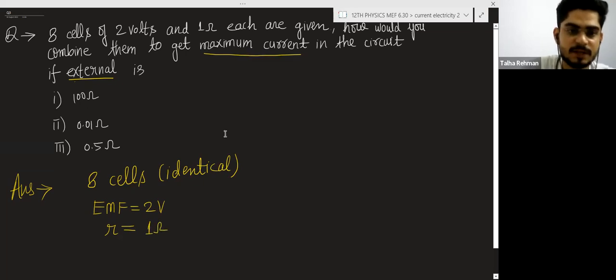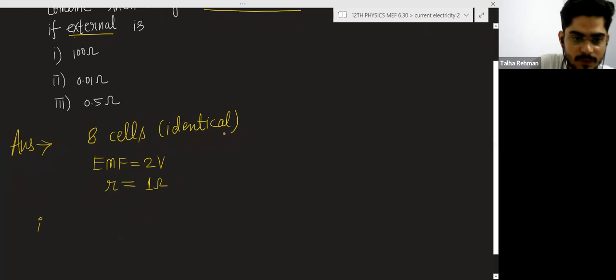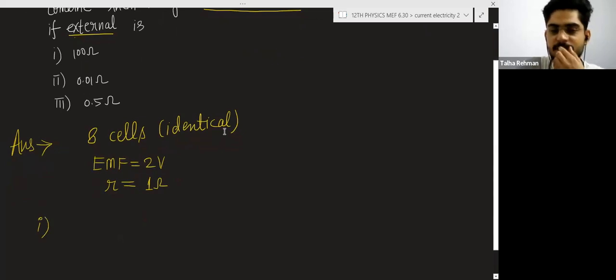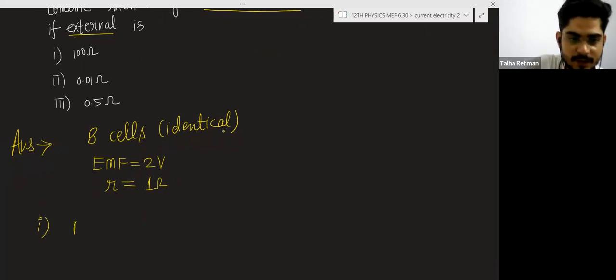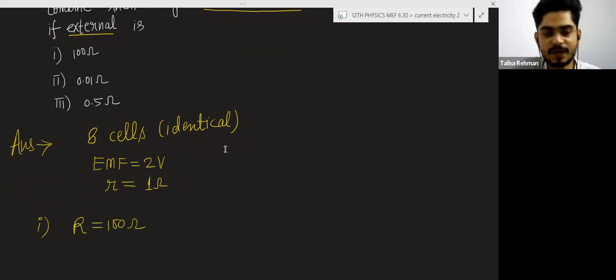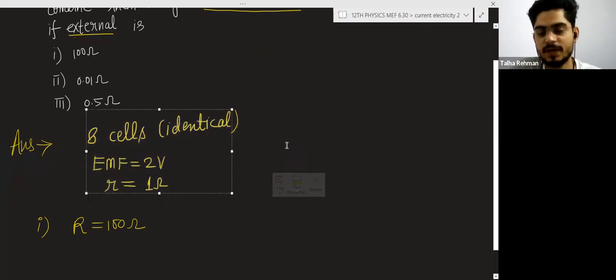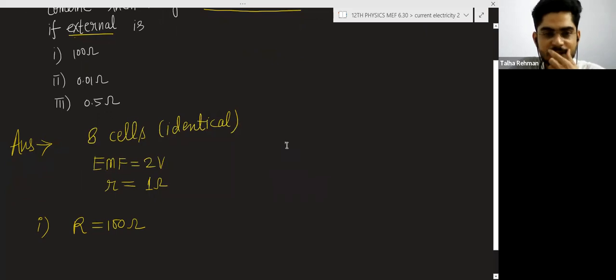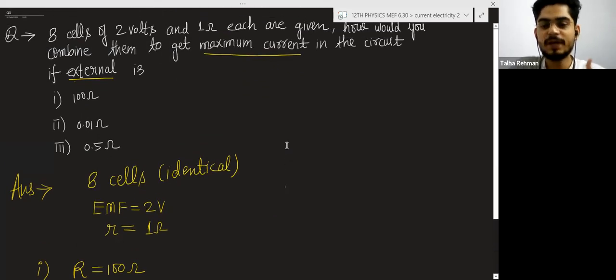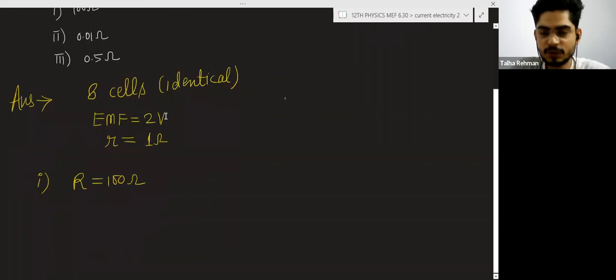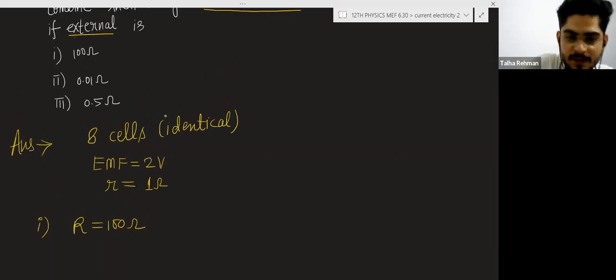Now, the first part is, if we have connected one resistance of 100 ohm, an external resistance of 100 ohm, and these cells we have in our hand, they are asking in which combination you will connect these cells so that you will get the maximum current. So just compare with the internal resistance of the cell.